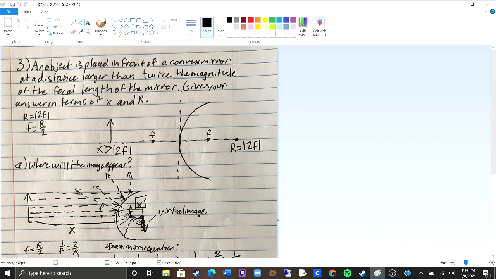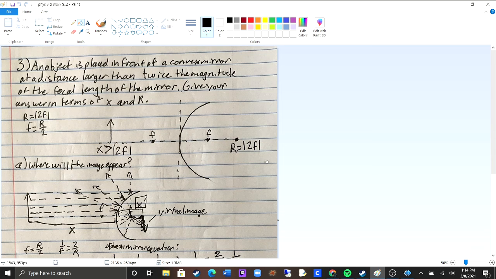So this is going to be problem number 3, which deals with mirrors and the mirror equation to find where a virtual image will be based on an object's distance from the mirror and its focal length. So number 3 goes like this. We have an object and it is placed in front of a convex mirror at a distance larger than twice the magnitude of the focal length of the mirror. Give your answer in terms of x and r for each part of the problem.